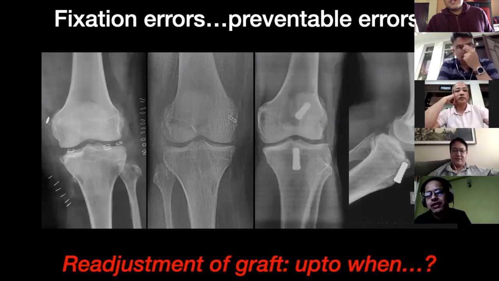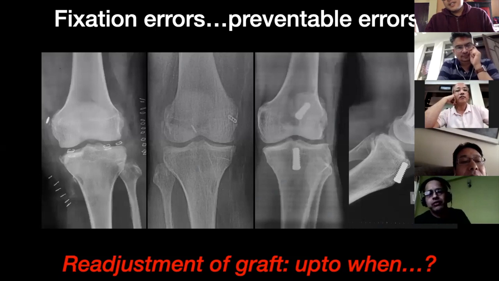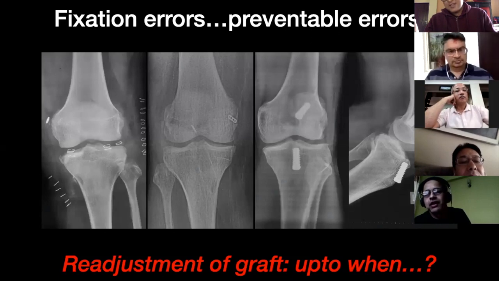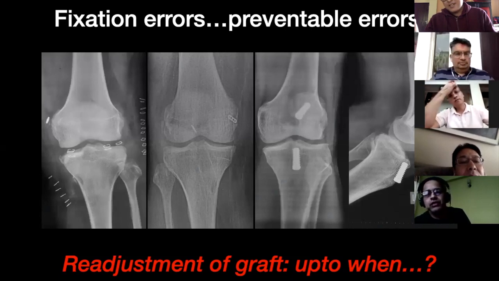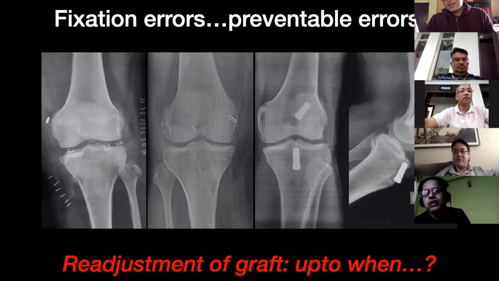Arjun sir, I have four cases, four x-rays over here. When will you wait and when will you go in again in these four x-rays? I agree with Rajiv. In the first case, it has flipped with some soft tissue in between. In that situation, I go for a little less aggressive rehabilitation. And in the other three, I think I will wait. Amit sir?